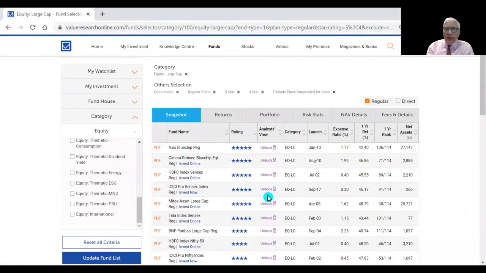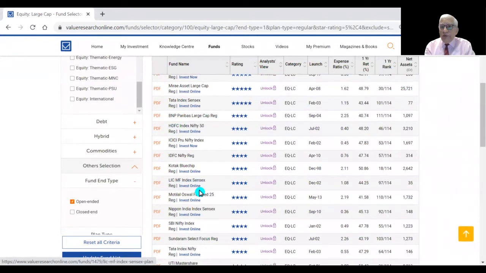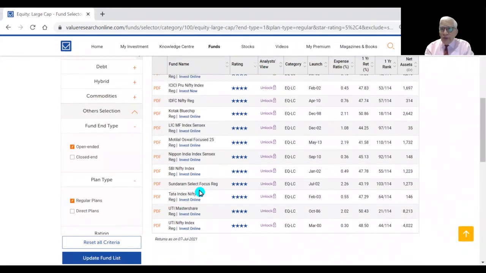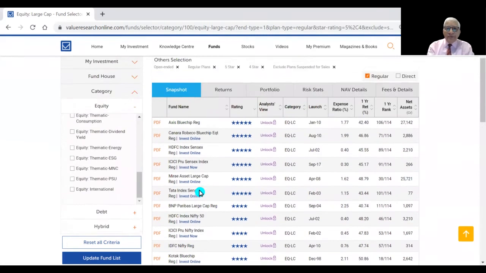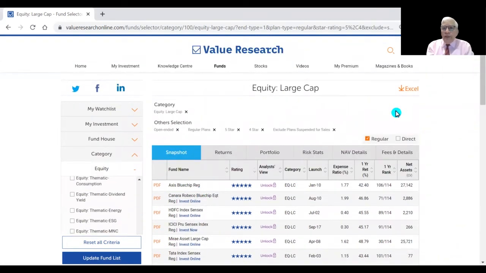This is the way to generate the list. Now for example, which are the 5-star rated funds over here? Axis Blue Chip, Canara Robeco, HDFC Index Sensex, ICICI Prudential Sensex, Mirae Asset Large Cap, and Tata Index Sensex. These are the 6 funds which are rated 5-star. The rest are 4-star. We are not even looking at 3-star, 2-star, 1-star, and unrated. Once this page opens, we have kept regular plans, not direct plans. Now you can explore this page in a very substantial way.